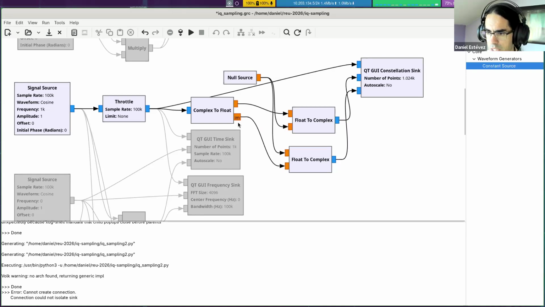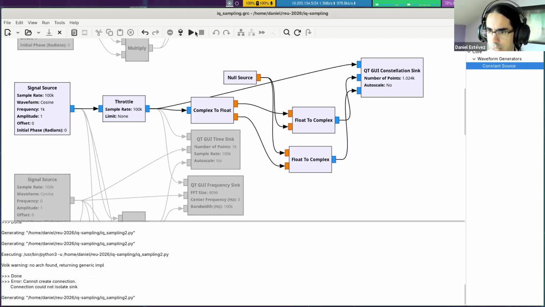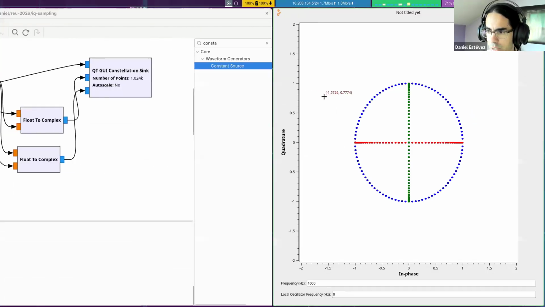And for the other one, the imaginary part goes to the imaginary part, and I'm putting zeros in the real. So it might be slightly confusing. You will see what I'm doing when I show you this.